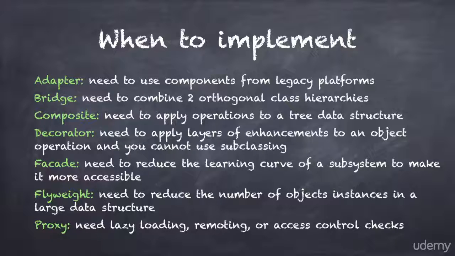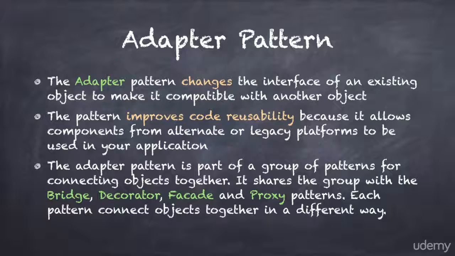Okay, let's summarize these patterns one by one. So, the adapter pattern changes the interface of an existing object to make it compatible with another object. The pattern improves code reusability because it allows components from alternate or legacy platforms to be used in your application. The adapter pattern is part of a group of patterns for connecting objects together. It shares the group with the bridge, decorator, facade, and proxy patterns. Each pattern connects objects together in a different way.